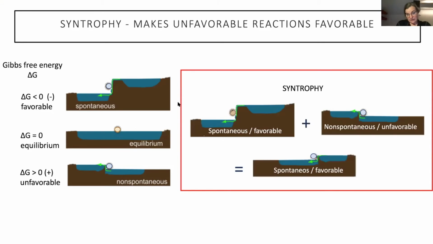Here I have an example of what syntrophy does. It combines spontaneous reactions, which release energy, with reactions which are not spontaneous and for which you need energy. If you can release more energy here and you need little energy here, you still have energy left altogether, which can be used by the bacteria.